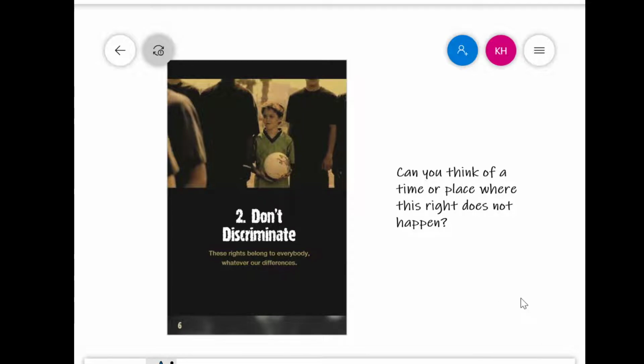Next one. Don't discriminate. These are rights that belong to everybody, whatever our differences are. Now, we know discrimination happens on a daily basis, even right here in our own school. Can you think of a time or a place where discrimination is running rampant right now? What you'll do is look it up on the computer, write it down, and remember the when, where, and why it's happening. Okay, pause the video now.